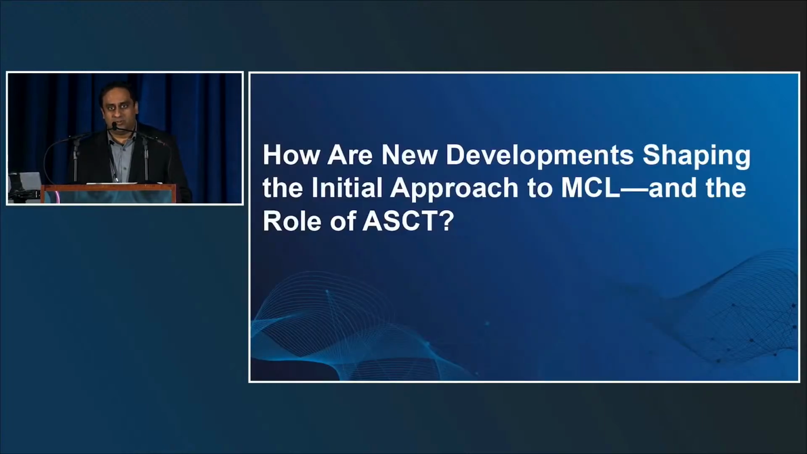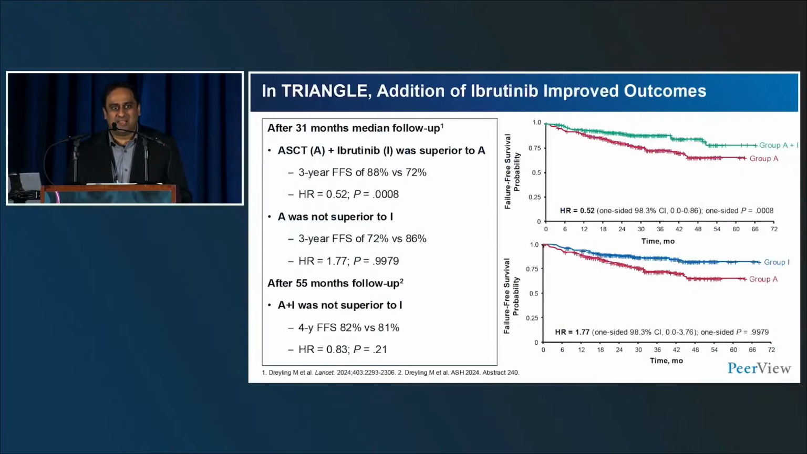So let's go through the data here, talking about stem cell transplant. We are at the tandem meeting, so I think it's really important to highlight the role of transplant, which has been the mainstay of how we have handled younger, fitter mantle cell lymphoma for 20 plus years. But there's been two large data sets that have clearly challenged the role of autologous stem cell transplant consolidation in the frontline setting. I think almost everybody here has at least heard of the Triangle study.